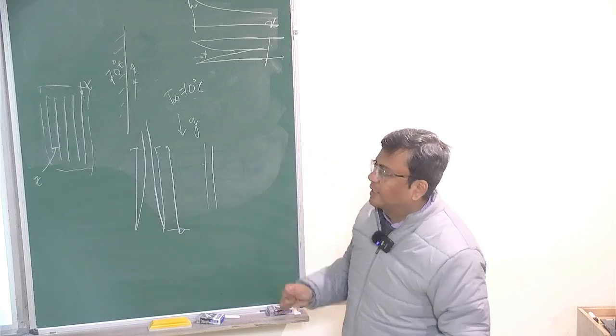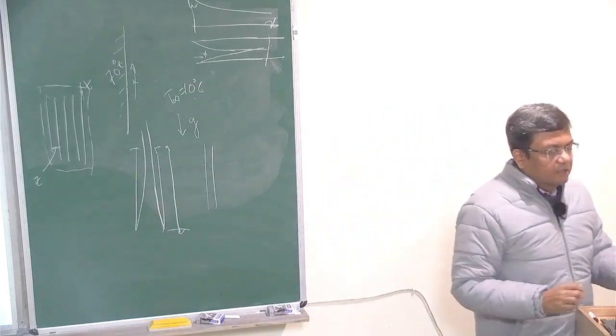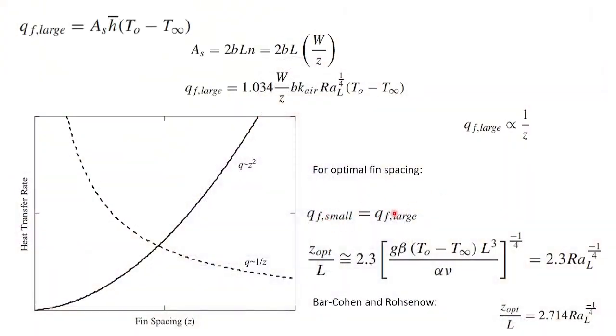So the way to do that is we say that there is a QF for small spacing, there is a QF for large spacing. You equate the two. We already have expressions for these, and if you equate the two, then you get a Z optimum, right? You already have these expressions, correct? Because we did individual derivations for Q of small and Q of large. That gives you this, right?